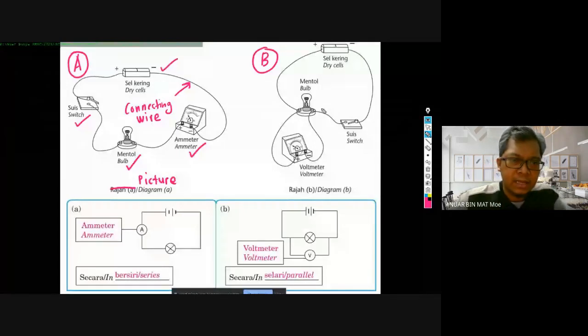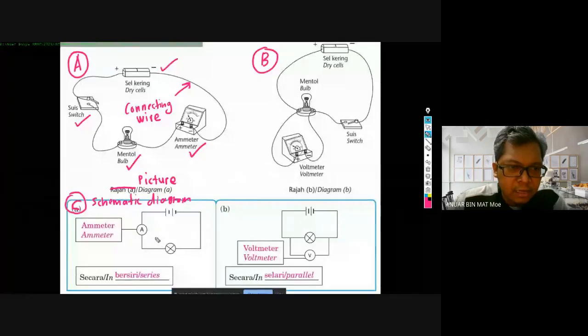And then down here we have what we call a schematic diagram. This is a schematic diagram. It consists of lines and electrical symbols. We are going to learn the electrical symbols on the schematic diagram later on. For example, the battery here.